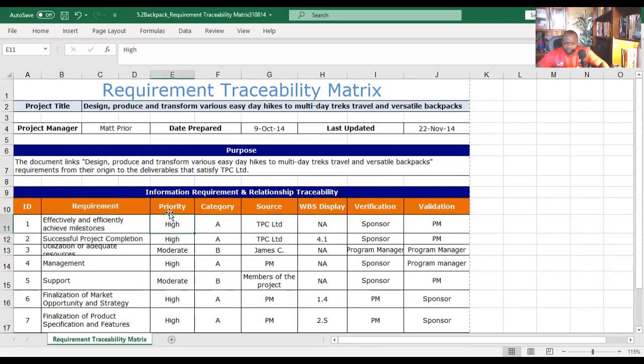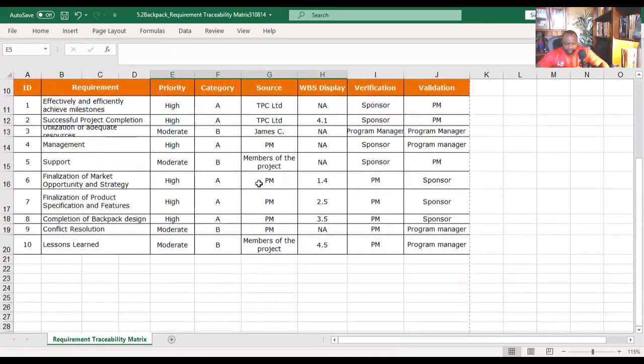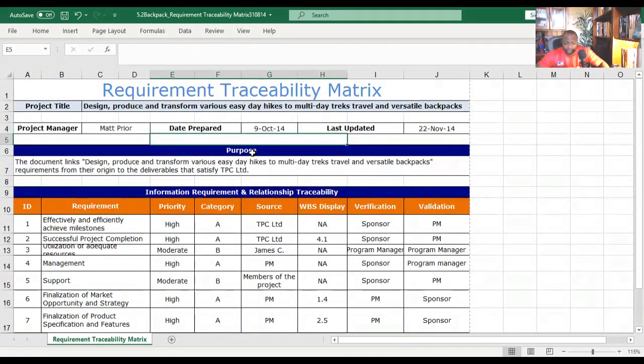Now, on top of that, we have priority, category, WBS linkage, verification, validation. In other words, who's verifying it, who's validating it, and an ID for the requirement. We also have the auxiliary information about the PM, the date, and so on at the top. And that pretty much is a requirements traceability matrix. It helps you prioritize the requirements. It helps you track the requirements to their origin. And I mean, everything else is pretty much gravy.